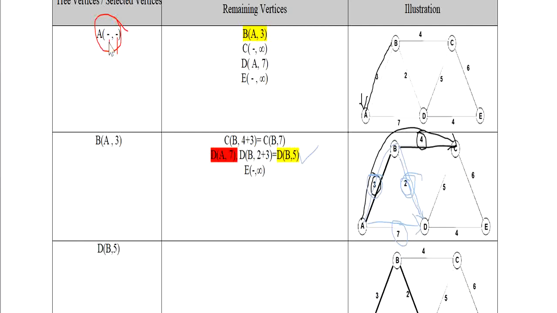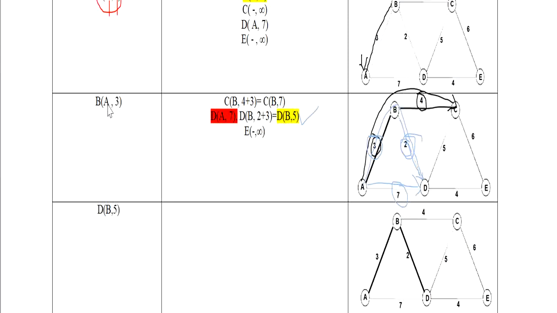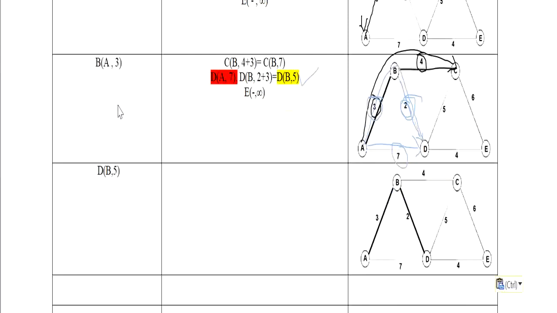For example, A is the starting vertex, so dash and dash simplifies that. B of A comma 3 makes us understand that B can be visited from vertex A and its cost is 3. Then D of B comma 5 symbolizes that D can be visited from vertex B and its cost is 5. How is it 5? It is from the source we have to take. So A to B, B to D is 3 plus 2, which is 5. This is what we are getting from this graph.